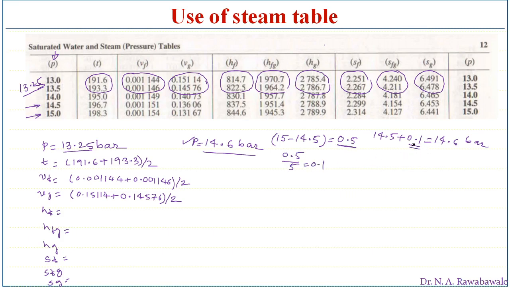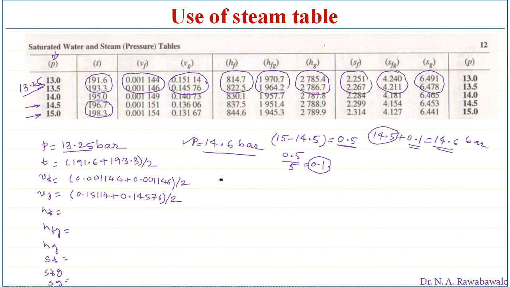So we want properties at a pressure of 14.6. The initial value is 14.5, and if we add 0.1 to this 14.5 we get 14.6. The difference between 15 and 14.5 is 0.5. If we divide this range of 14.5 to 15 into 5 divisions, each division will be 0.1. So that's why we have to take the difference of these two values.